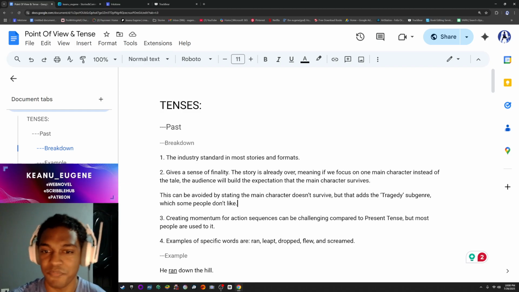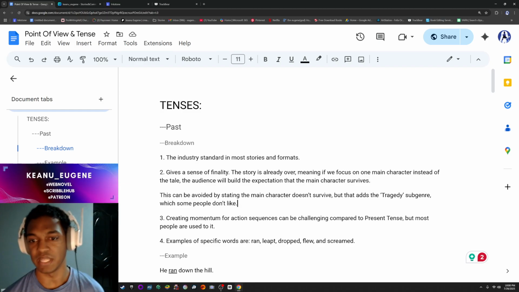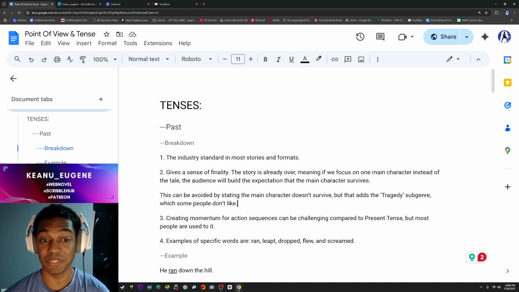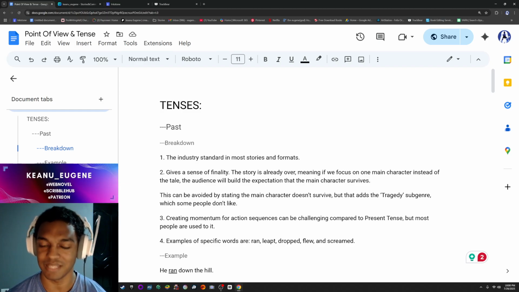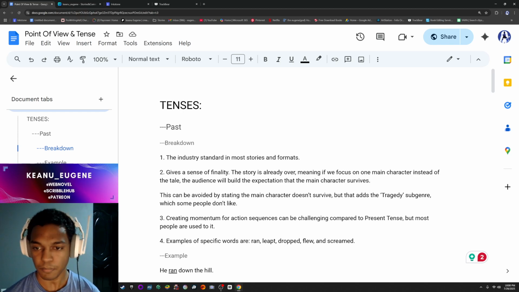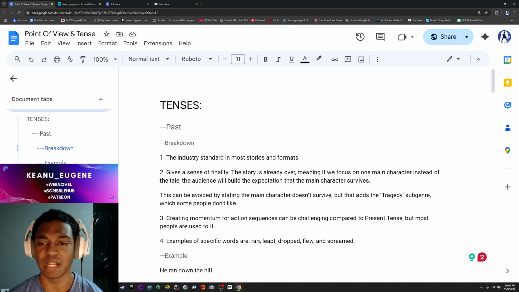And getting them to feel something is the point of storytelling and prose writing. But you want them to feel something good about your book. Even if it's intentionally meant to be a miserable experience, they'll understand that and they'll be okay with it. So it gives a sense of finality, meaning the story is already over. So if you focus on one main character instead of the tale, which is the larger story, the audience will build expectations that the main character survives. This can be avoided by stating the main character doesn't survive, so you can simply say it, right?